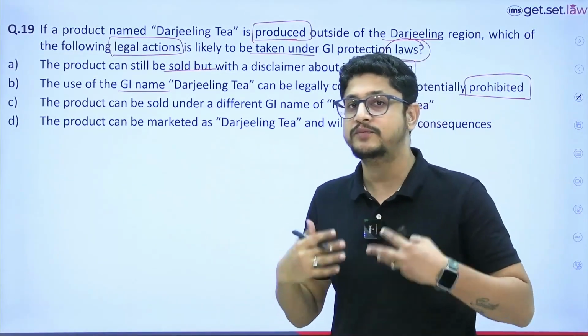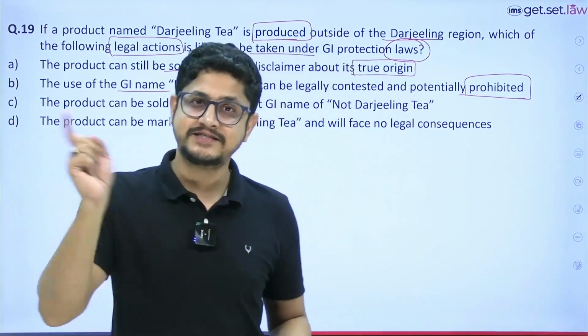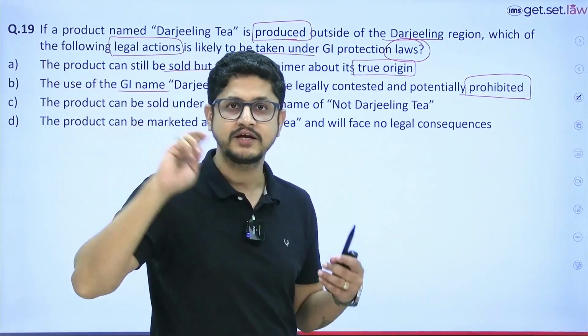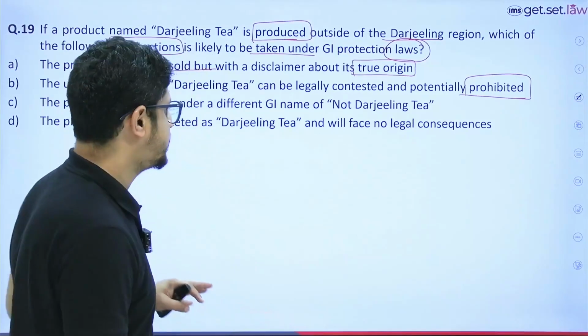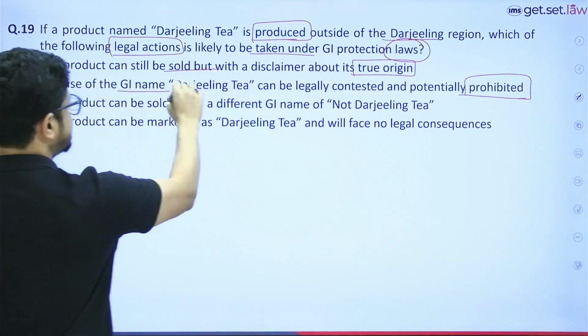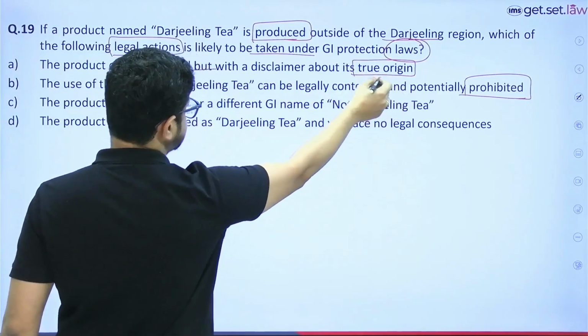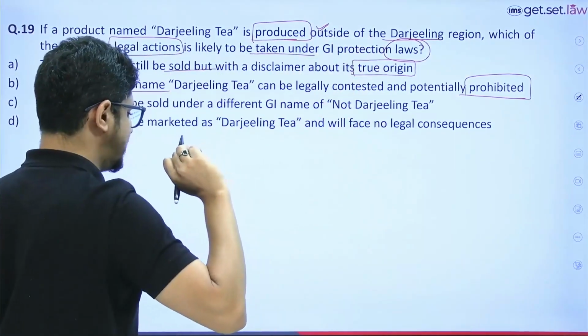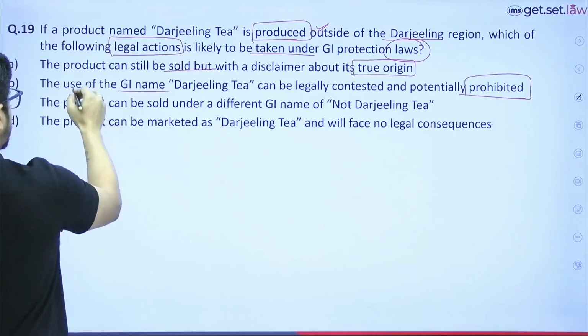That means you are not the producer. You can sell it by buying a Darjeeling tea and telling that it's a shop from Darjeeling which is selling, then it could be protected. So it says that the product can still be sold with a disclaimer about its true origin, but you can't produce. That is what it highlights. So that's why option A is not wrong. B could be the answer.